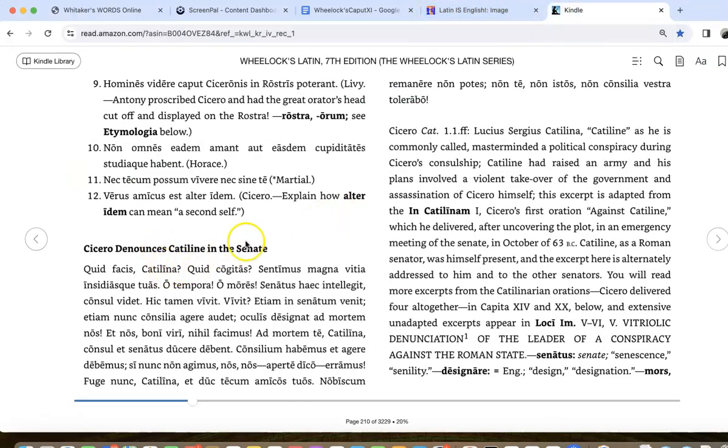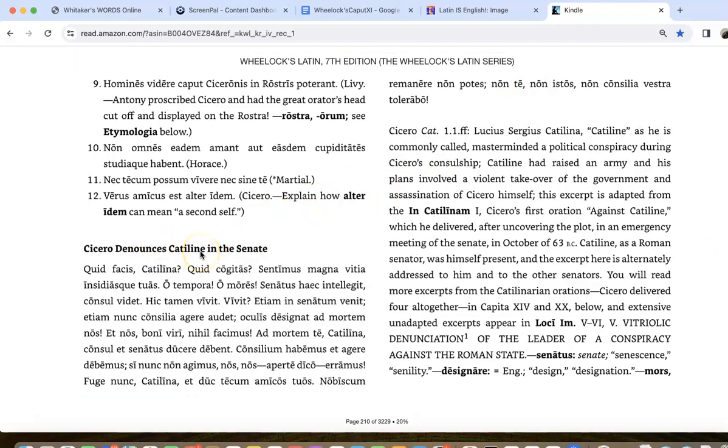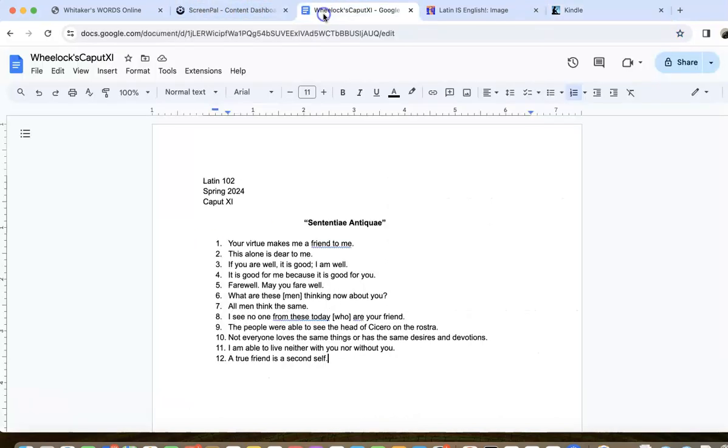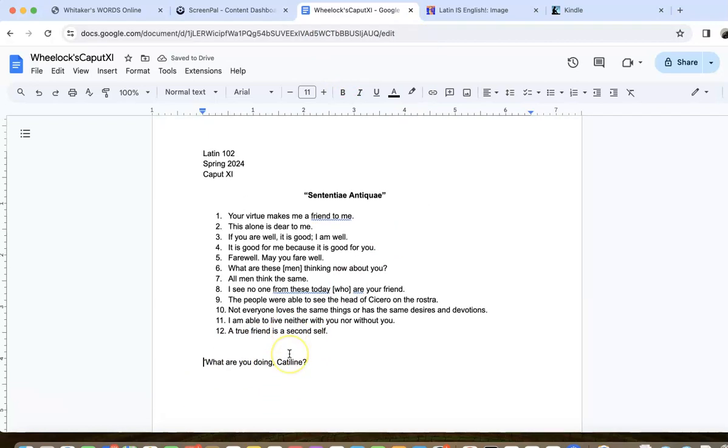So what are you doing, Catiline? And we'll put his name back in this spelling in the nominative form, so to speak. So what are you doing? Is our longer passage. So what are you doing, Catiline? Okay. Let me go ahead and give this a title as well.